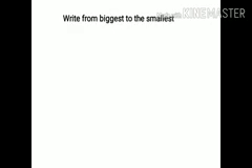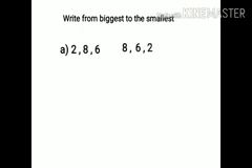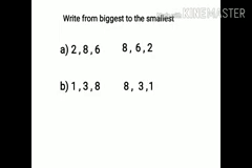So now let us write the numbers from biggest to the smallest. Now the first set has the numbers 2, 8 and 6. So which is the biggest here? 8. Next, 6. Then 2. Next set of numbers? 1, 3 and 8. Which is the biggest? Again, 8 is the biggest. Next one, 3. And the last one, 1. So you have learned how to write the numbers from biggest to the smallest also.